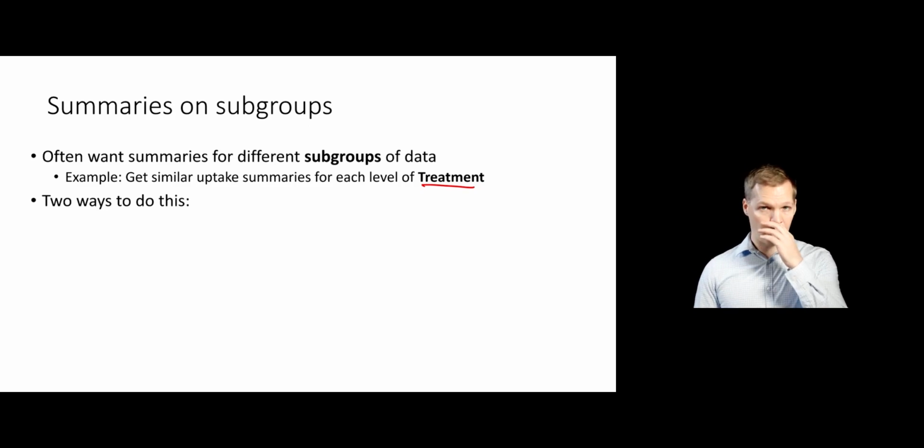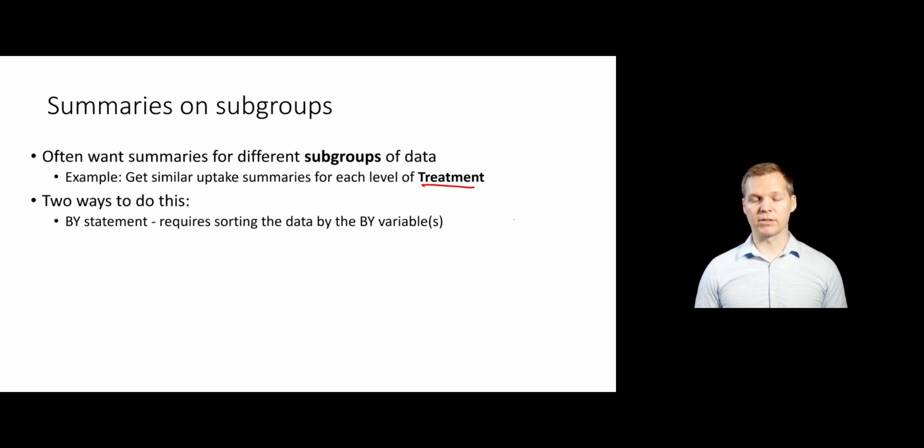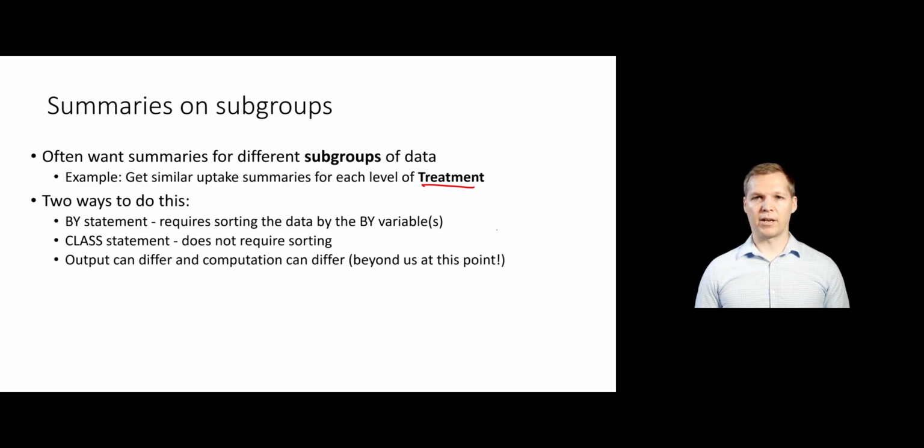There are really 2 ways to do this, although you could think of some others, but a by statement will do this for us. This requires us to sort the data, and then within our actual proc univariate or proc means step, we use a by statement to say, do this by that variable, and it will do the same summaries for each setting of it. Or we can use a class statement, which does not require sorting, produces slightly different looking output, but generally speaking will do the same thing. There are different efficiencies associated with these, but those are beyond us at this point. We'll just see that we can use both of them to do this kind of thing.